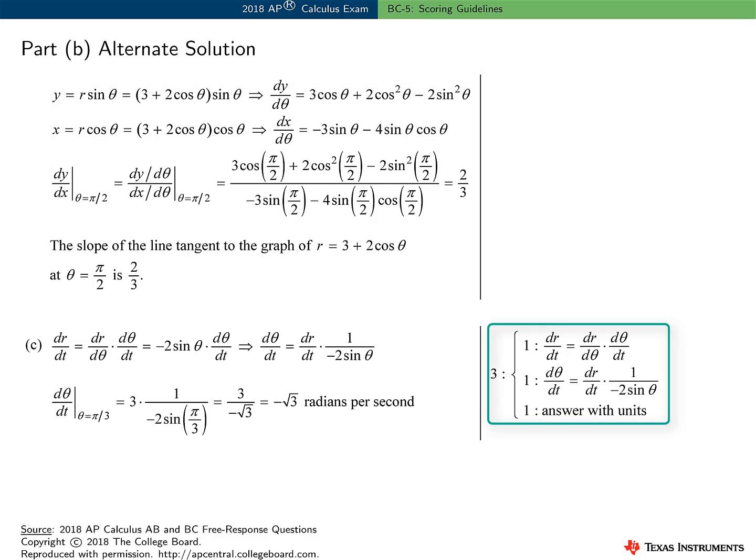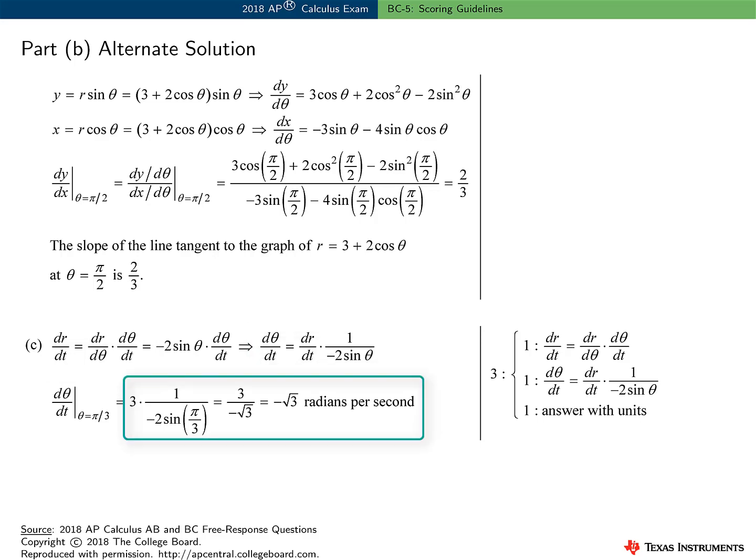Part C was worth 3 points. The first point was for writing an expression for dr dt. The second point was for solving for or isolating d theta dt. And the third point was for the final numerical answer with the correct units.